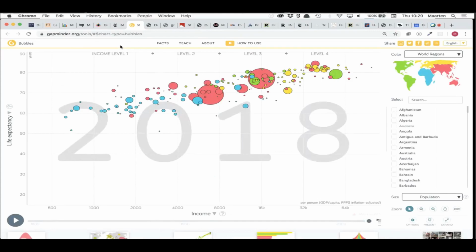Each dot or each bubble on the chart is a country, and the size represents the population of the countries, and the position in the X direction is the income, the average income for each country, and the Y position is life expectancy. Then you also have the color, and color represents the different regions of the world, as you can see from the little map on the top right. So we already have 4 dimensions in this visualization. We have the income, the life expectancy, population, and the regions of the world.